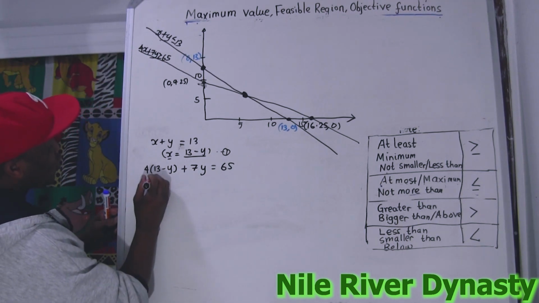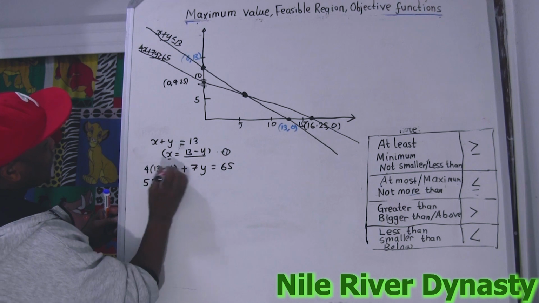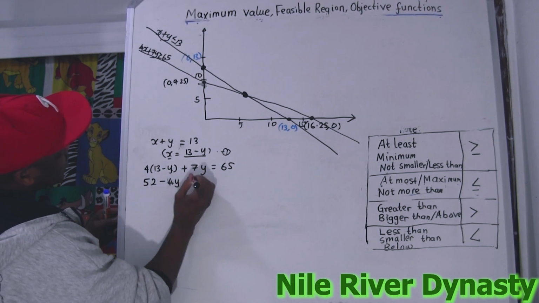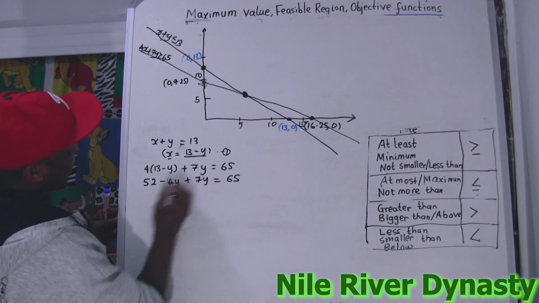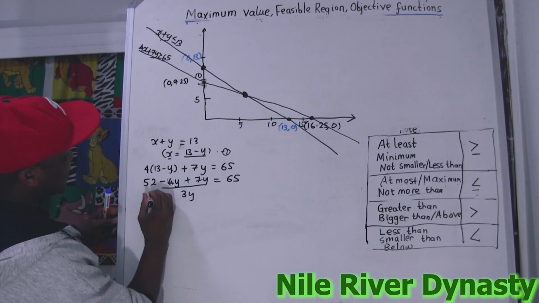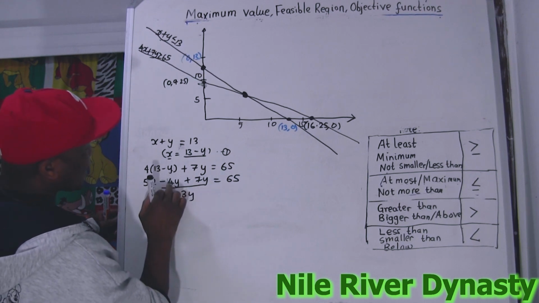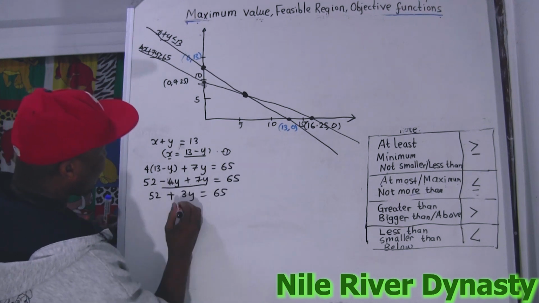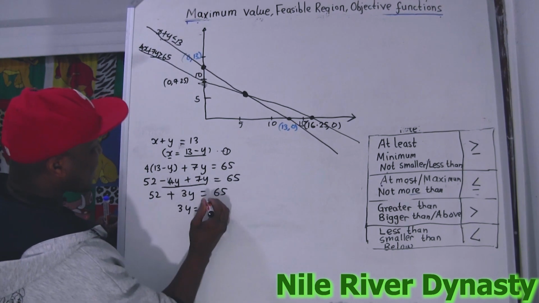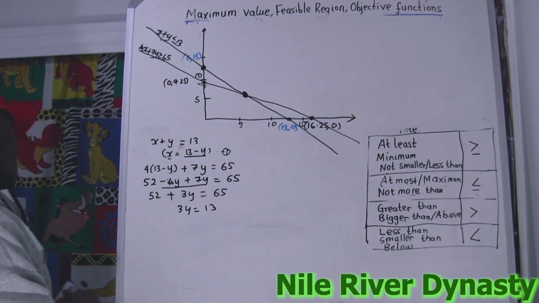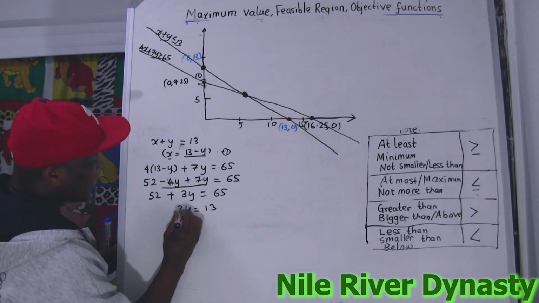4 times 13 is equal to 52. 4 times y, negative 4y, plus 7y equals 65. Now, negative 4 plus 7 is equal to 3, so 3y plus 52 equals 65. This 52 goes over, so 3y equals 65 minus 52, which is 13. Divide by 3, divide by 3.